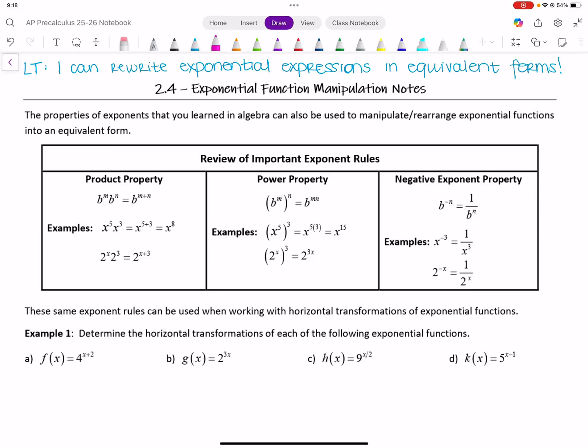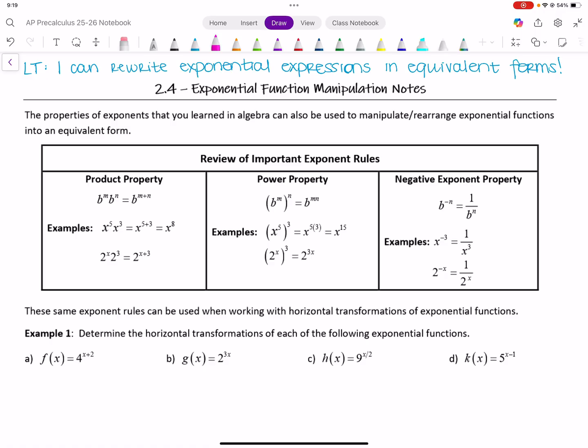Hey AP Pre-Calc, this is Ms. Henry, and today we're going to look at section 2.4, all about exponential function manipulation. Our learning target is I can rewrite exponential expressions in equivalent forms.